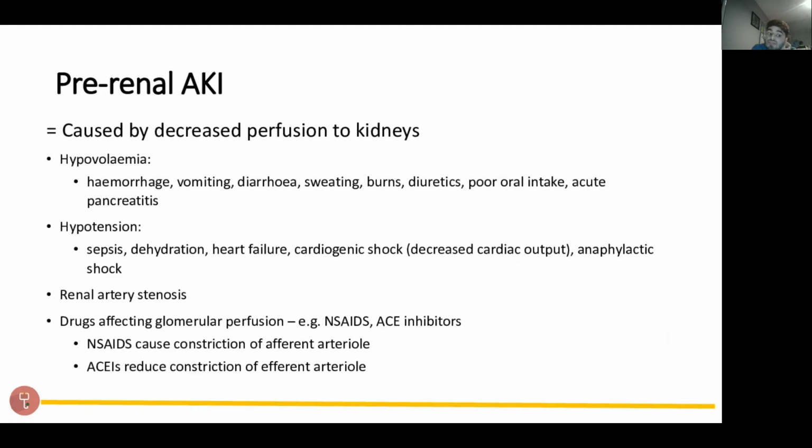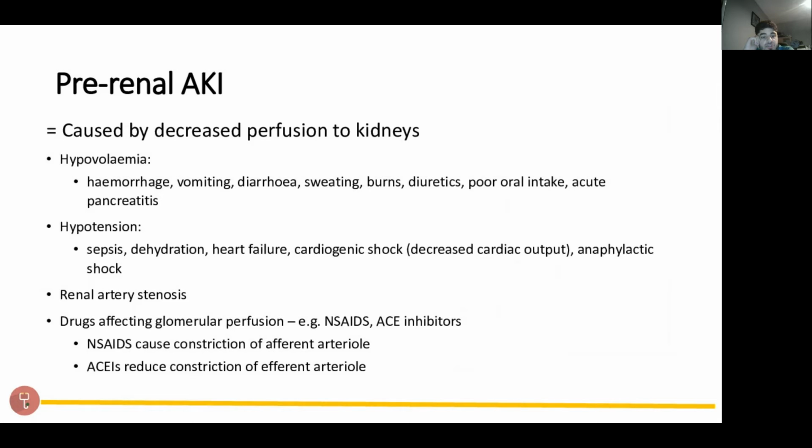Other drugs are also important, so things like NSAIDs and ACE inhibitors we all are aware of. Often it's confusing to remember which one does which. NSAIDs cause constriction of the afferent arteriole. What this does is similar to renal artery stenosis. You get reduced perfusion to the glomeruli, and the kidney thinks that it's hypovolemic.